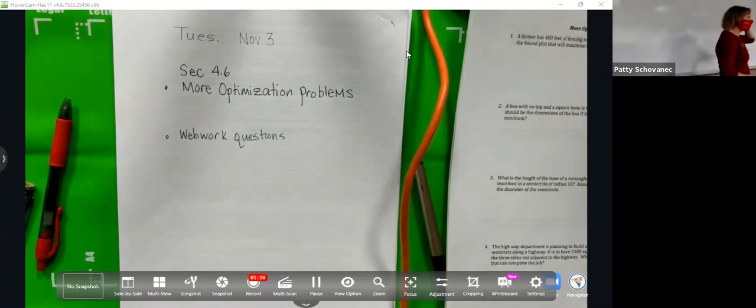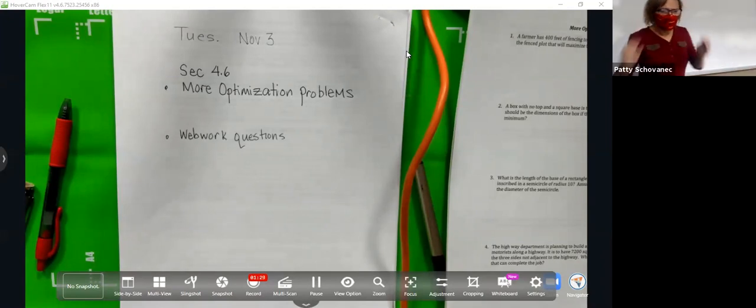Anybody start on web work? Some of the web work optimization problems are a lot messier than the ones I've been doing. I've got mine doctored up so that I can get nice, clean answers. Anybody at home need to see any web work questions worked? Nobody's answering me. We got 6 folks at home.